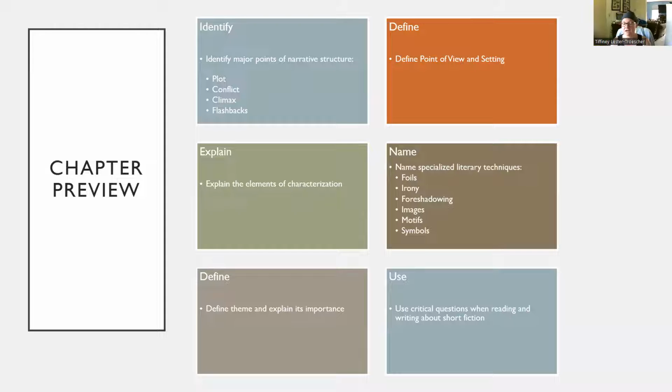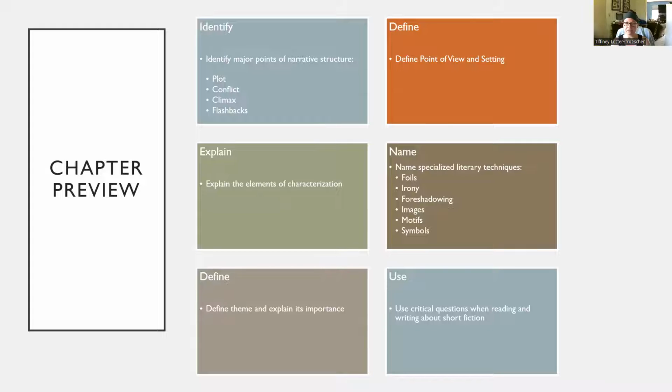Foils, irony, images, motifs, symbols. Those are all things that we talked about in the poetry unit as well. So you're already somewhat familiar with those elements, and they will be reappearing here in the short stories unit as well. And then we're going to look, of course, at theme, which we kind of dabbled in the poetry unit.